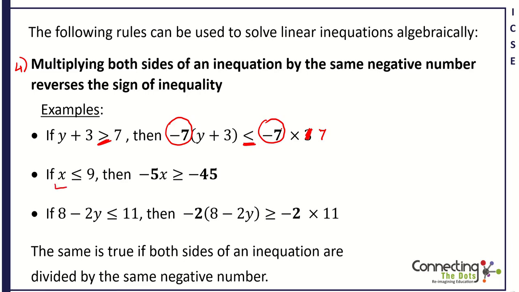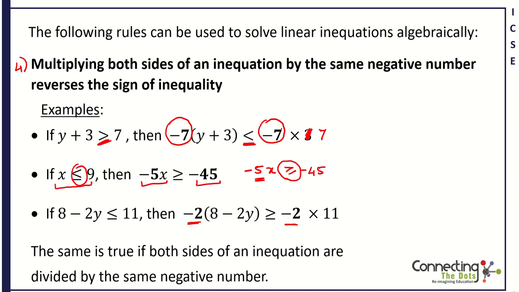Similarly, if x is less than or equal to 9, I'm multiplying both sides of the inequation by negative 5, and therefore negative 5x becomes greater than or equal to negative 45. What was less than or equal to here has become greater than or equal to after multiplying both sides by a negative number. 8 minus 2y is less than 11. By multiplying both sides by negative 2, the inequation reverses the sign of inequality.